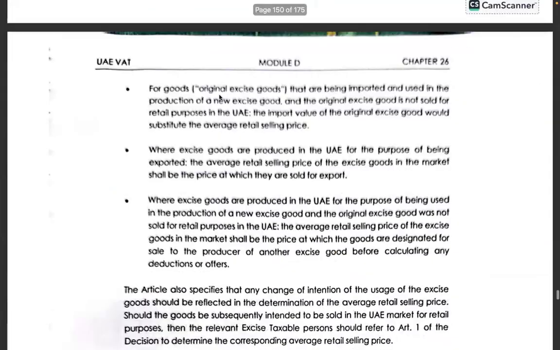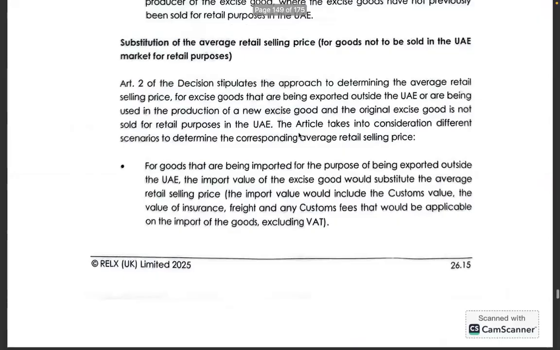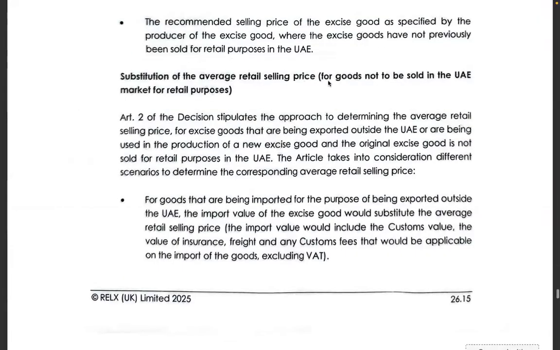For goods, meaning the original excise goods that are being imported and used in the production of a new excise good. So some original excise goods being used in the production of a new excise good, and the original excise good is not sold for retail purposes in the UAE. The import value of the original excise good would substitute the average retail selling price. So this topic that we are discussing, all of this is substitution of the average retail selling price for goods not to be sold in the UAE market for retail purposes.